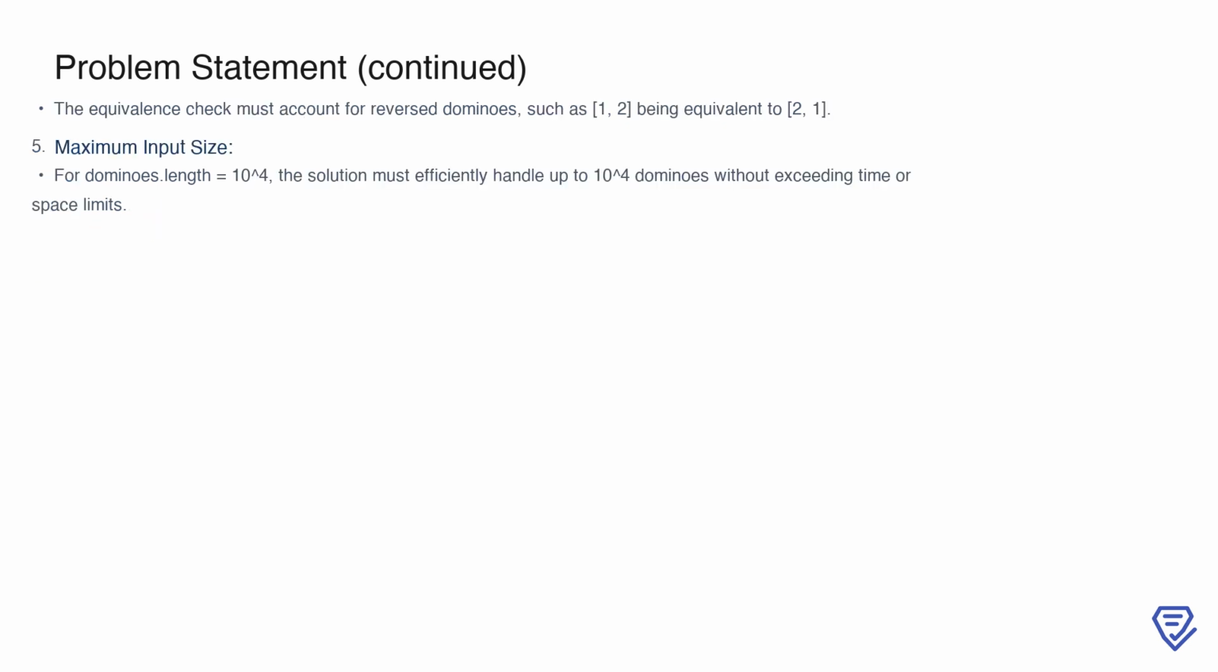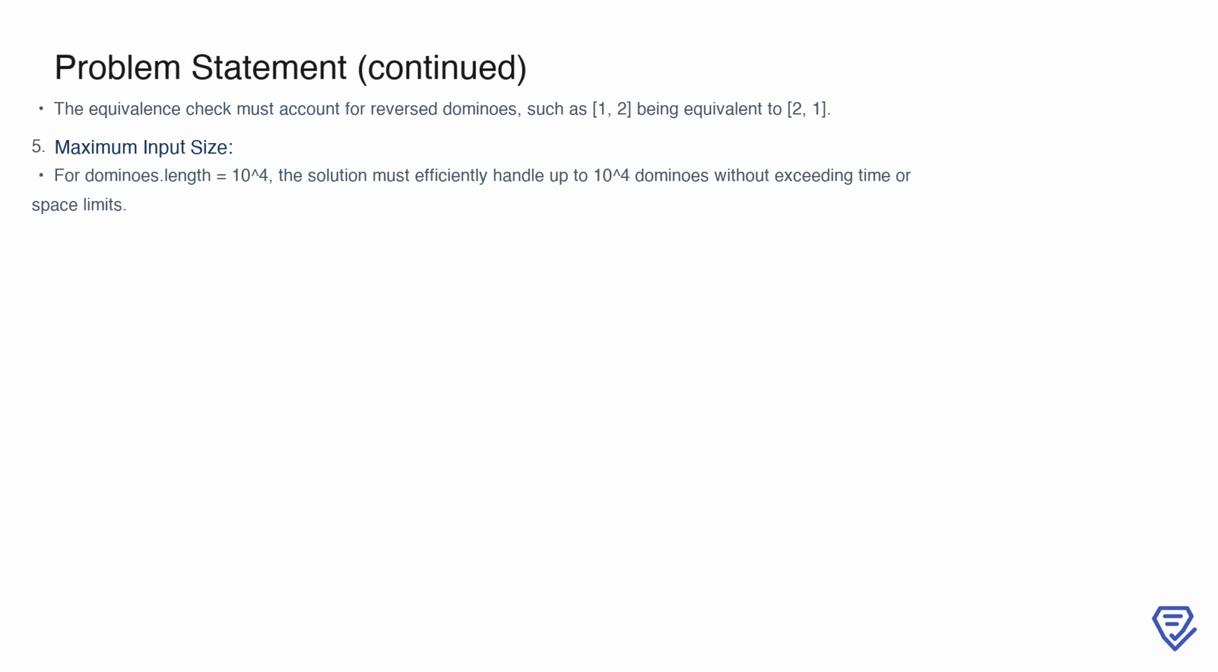If the input list contains only one domino, such as 1, 2, there are no pairs to compare, so the output would be 0. If all dominoes in the list are identical, such as 1, 2, 1, 2, 1, 2, the number of valid pairs grows quadratically with the number of dominoes. For n dominoes, the total number of pairs is n times n-1 divided by 2.